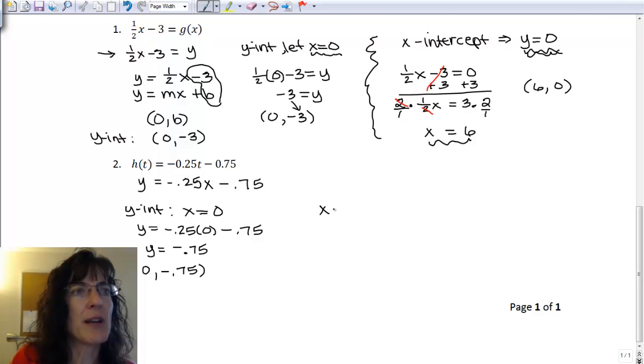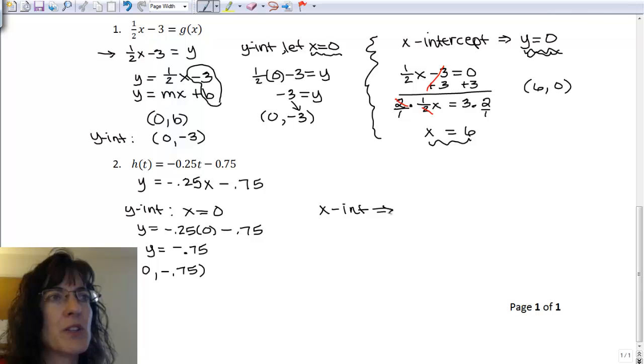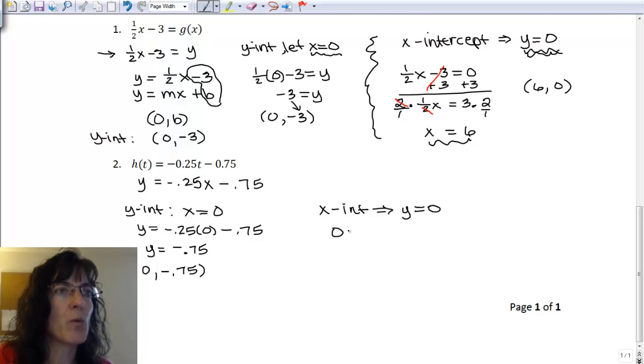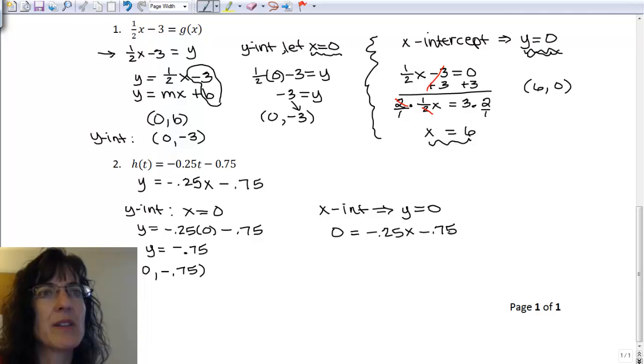My x-intercept, we will want to let the y equal 0, so I'll put 0 equals negative 0.25x minus 0.75, and then I'll just add that 0.75 to both sides so I can get the x by itself.